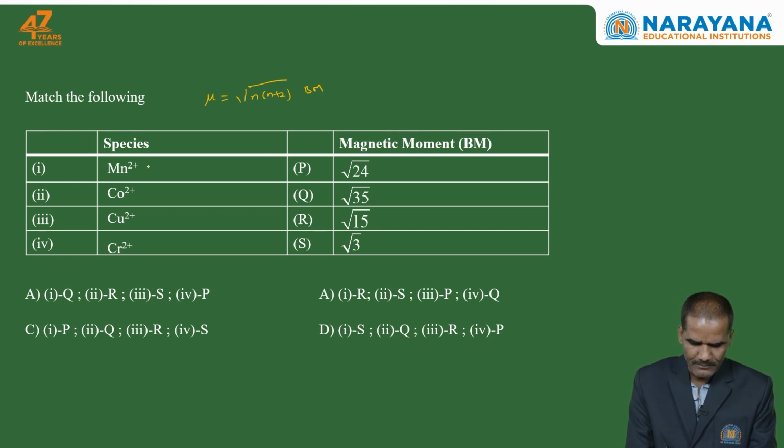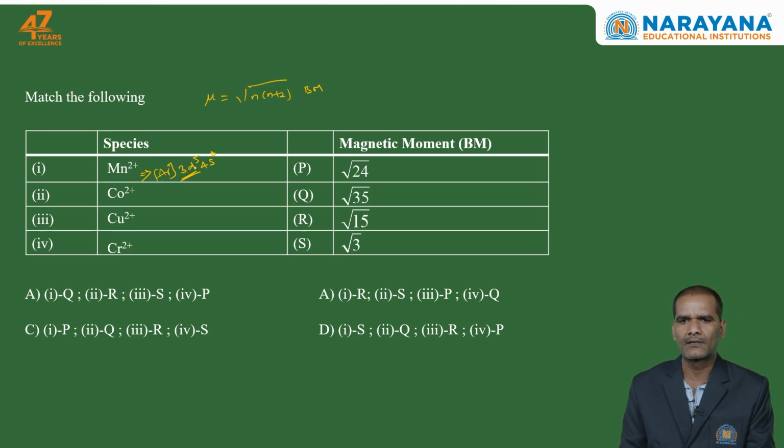Let me start with manganese 2 plus. If you see the electronic configuration for manganese 2 plus, it is argon 3d5 4s0. So 3d5 means it has 5 unpaired electrons. If n is equal to 5, substituting there, we get 5 into 7, which is 35. So it is 35, which means the first one should be option Q.